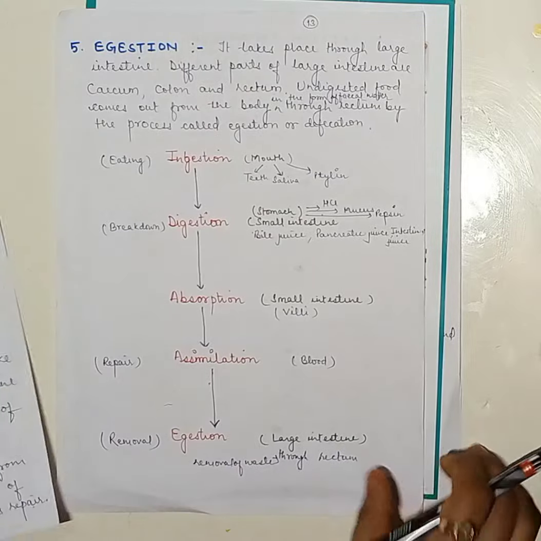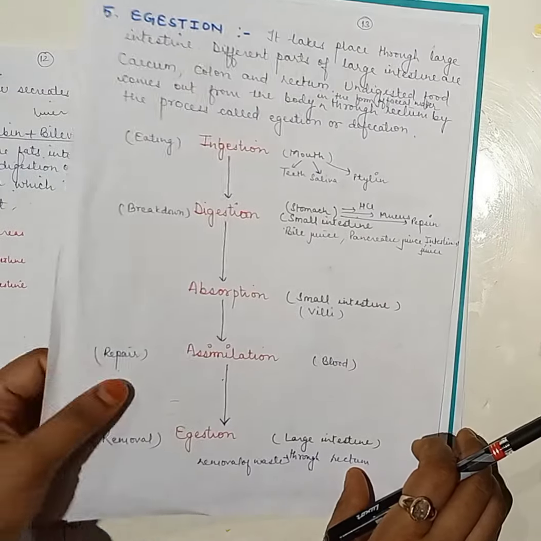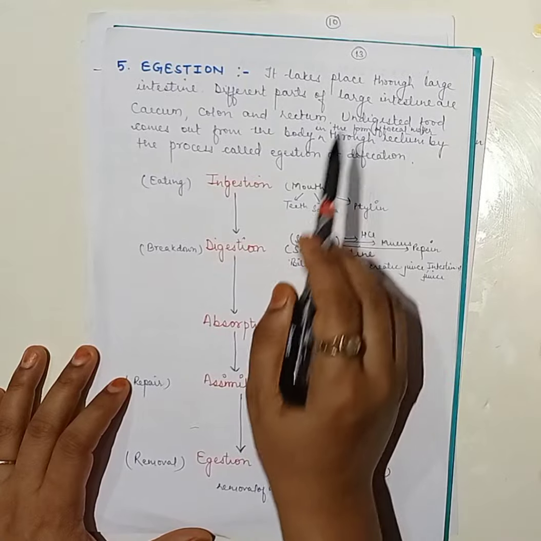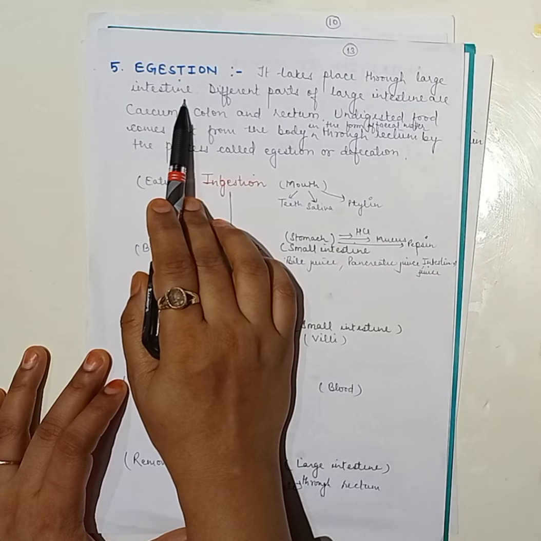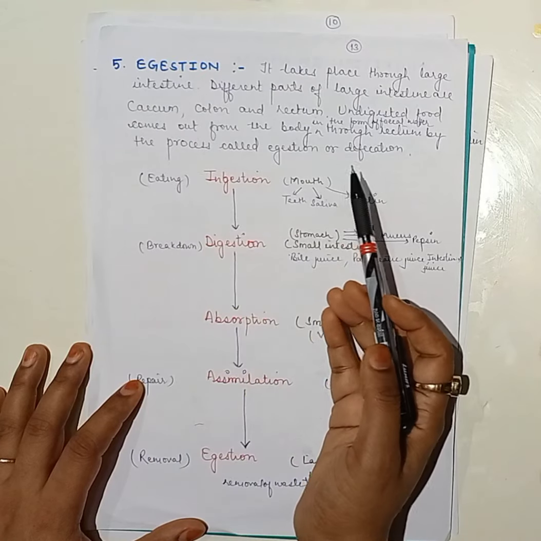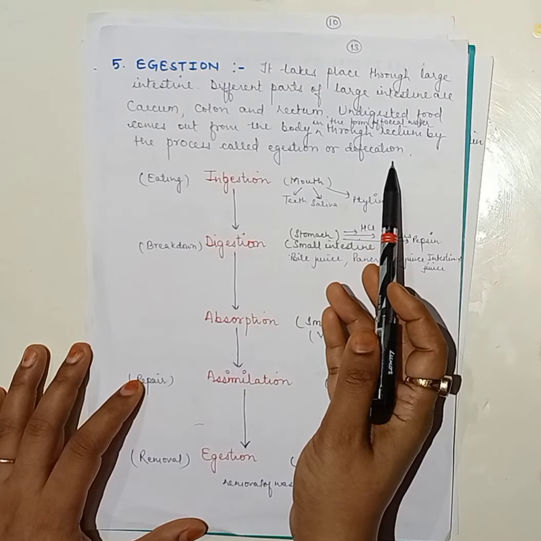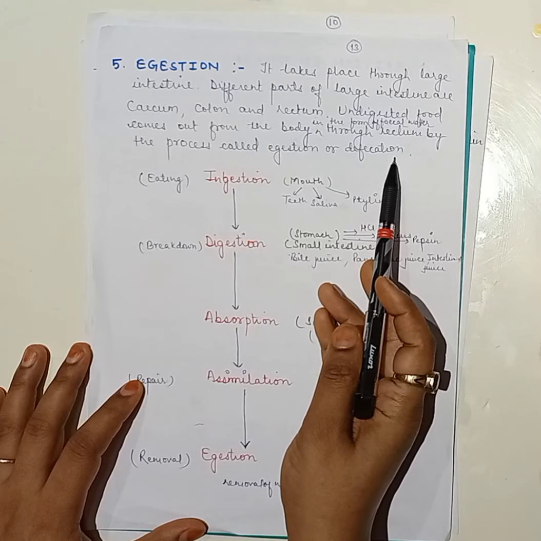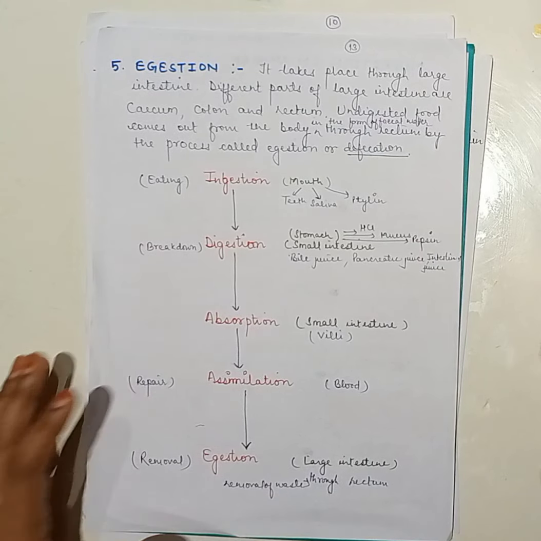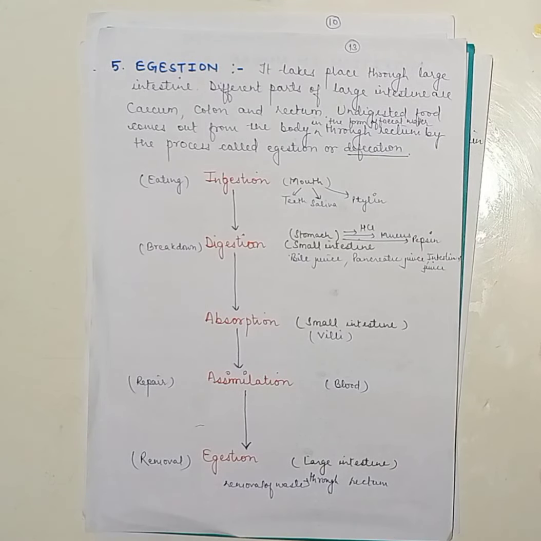Now the last step of the process of digestion in the multicellular organism is called egestion. It takes place through the large intestine, and it is also called removal of waste product from the body. Now through the rectum, these waste products come out from the body of the human being in the form of fecal matter, which is called defecation. Defecation, right? Now let's summarize this topic.